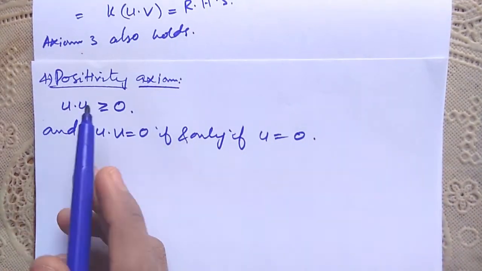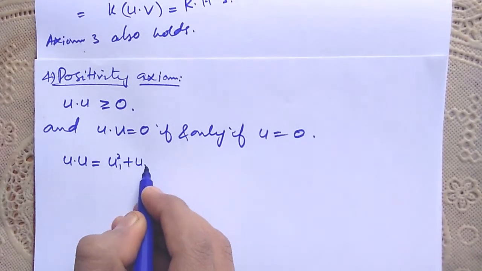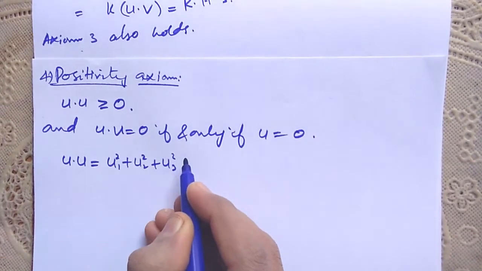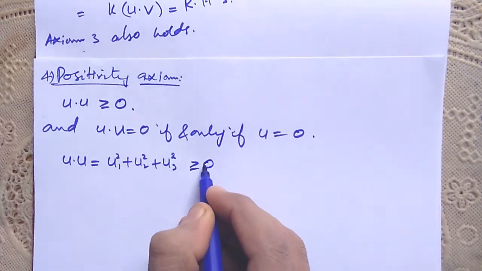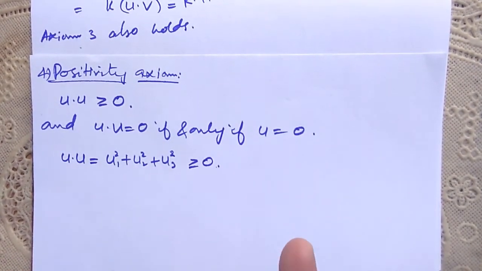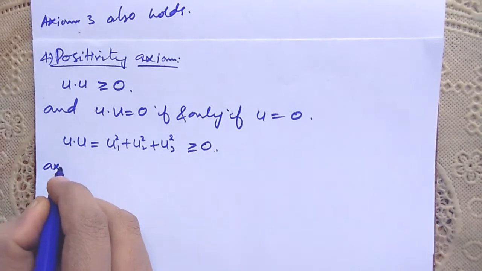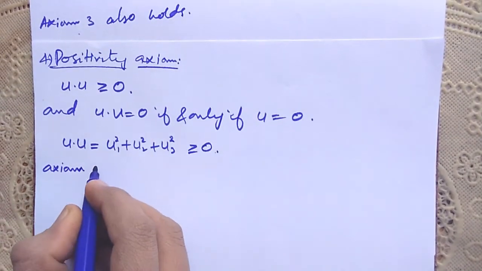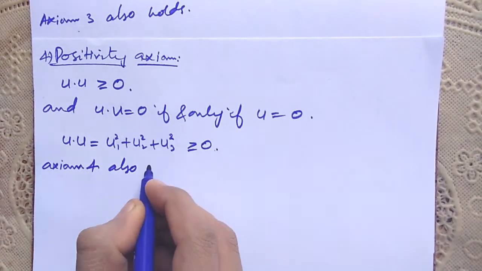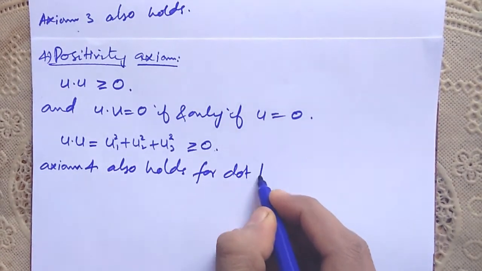So yes, in dot product, u dot u is equal to u1 square plus u2 square plus u3 square and it will be greater than or equal to 0. Why? Because जब हम किसी नंबर का स्क्वायर करेंगे तो वो हमेशा पॉजिटिव होगा और जब आप 0 का स्क्वायर करेंगे तभी हमें 0 मिलेगा. So axiom 4 also holds for dot product.